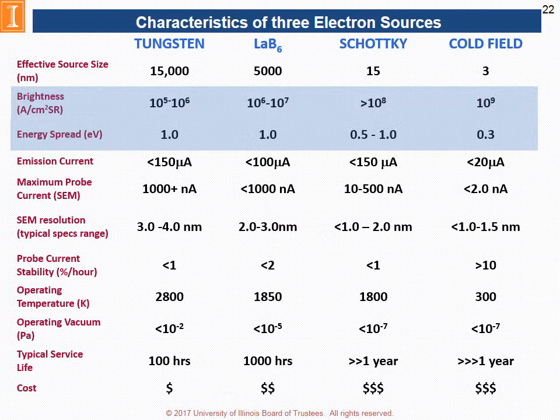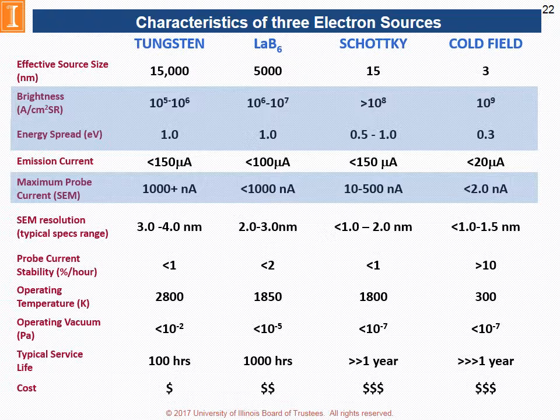Energy spread. Tungsten is 1 eV, while cold field emission is only 0.3 eV. Maximum probe current. Tungsten is as high as over 1000 nanoamps, and the cold field is less than 2 nanoamps. Schottky can vary in a wide range from 10 nanoamps to 500 nanoamps.